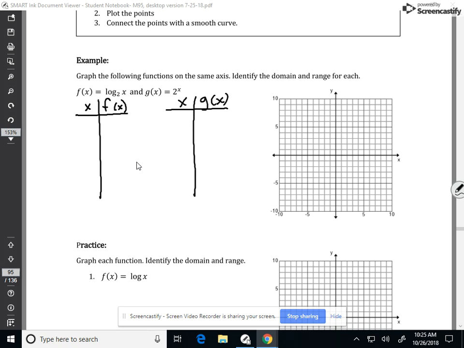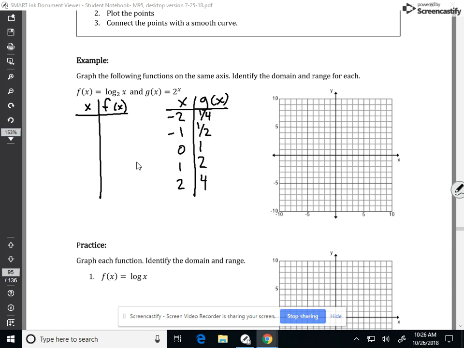If I raise 2 to the negative second power, that's 1 over 2 squared, which is going to give me 1/4. And if I raise 2 to the negative first power, that's 1 over 2 to the first, which is 1/2. If I raise 2 to the 0 power, anything to the 0 power is 1. And 2 to the first is going to be 2. And 2 to the second is 4. So that's looking at 2 to the x, right?